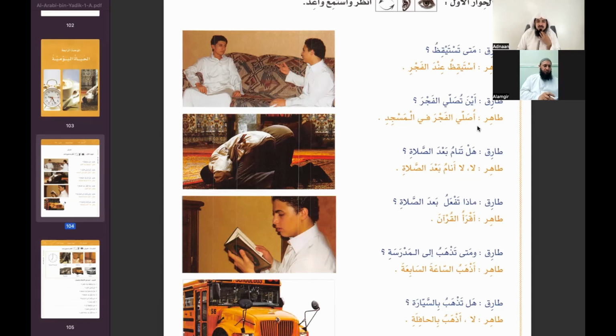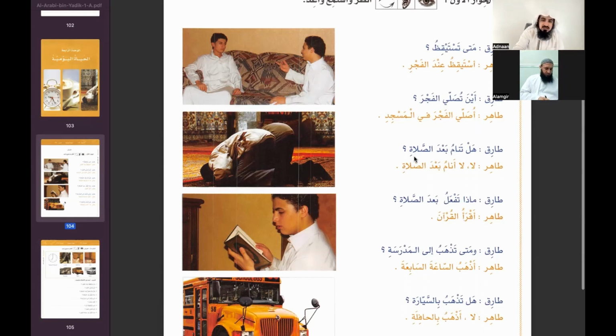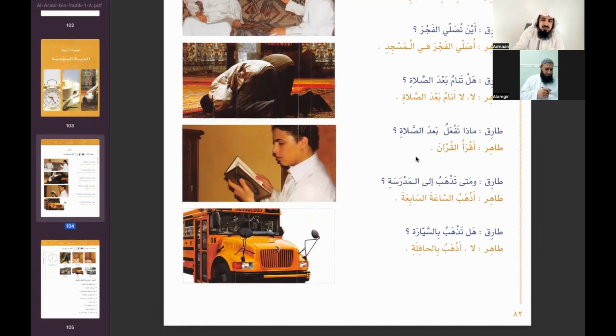أقرأ القرآن. I recite the Quran. ومتى تذهب إلى المدرسة? And what time do you go to the madrasa? أذهب الساعة السابعة. I go at 7 o'clock. هل تذهب بالسيارة? Do you go with the car? He says no. أذهب بالحافلة. I go with the bus.